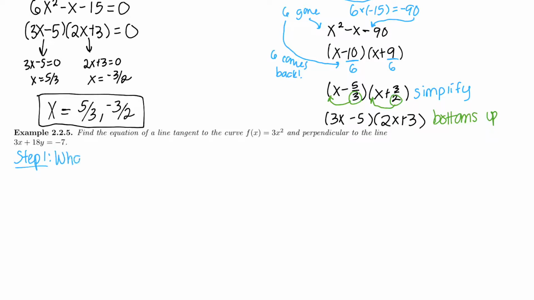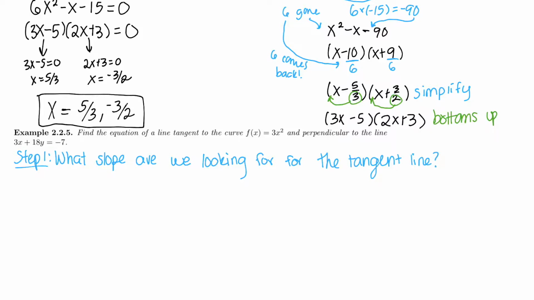What slope are we looking for the tangent line? Because when we know that, then we know that f prime of x has to equal the slope, and we can find the x value where that happens and the y value where that happens, and then we're able to find the equation of that tangent line.